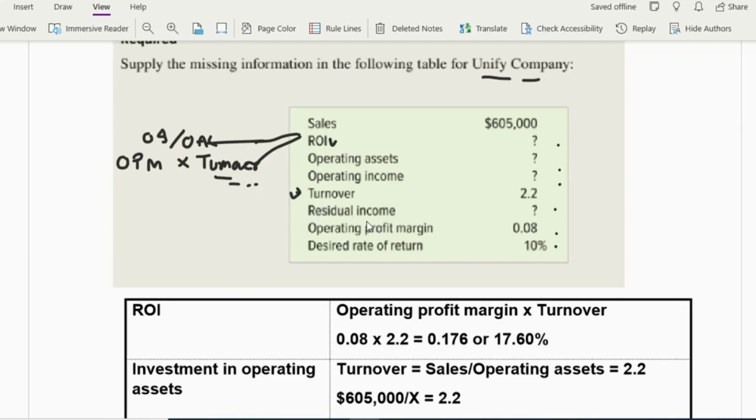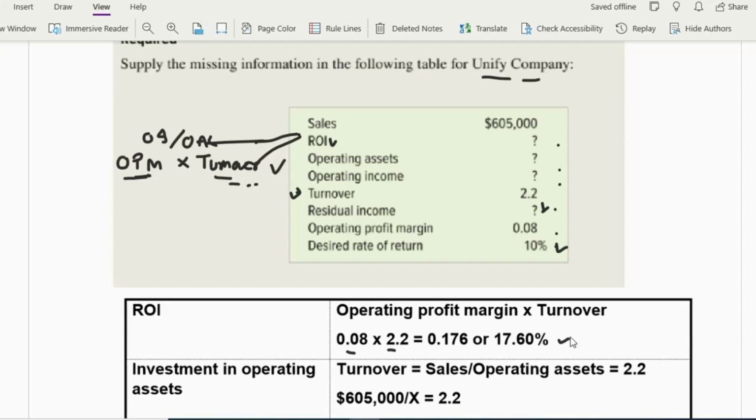Residual income is also not given. Operating profit margin, can you see, is given as 0.08. So I can of course use this formula to calculate the ROI, and the desired rate of return is 10%. So let's start calculating the missing figures. Firstly, we will calculate ROI. The formula is operating profit margin multiplied by turnover. Operating profit margin is 0.08, turnover is 2.2. When I simplify this, I get 0.176, and the percentage is 17.6%.